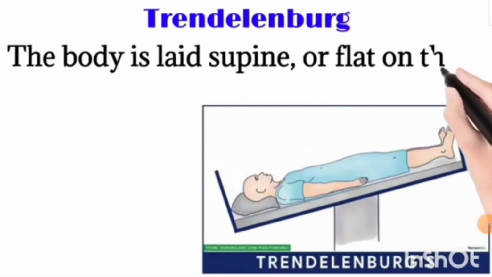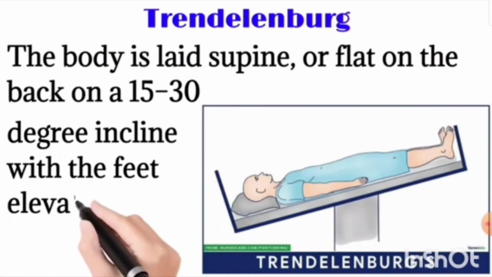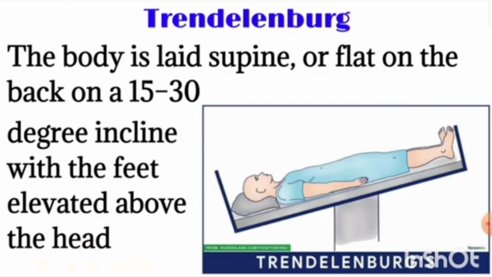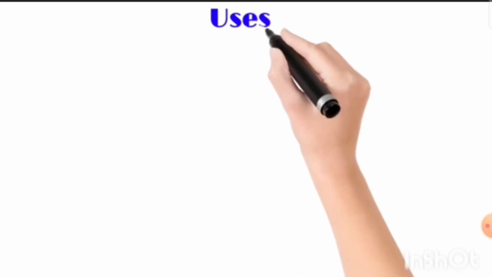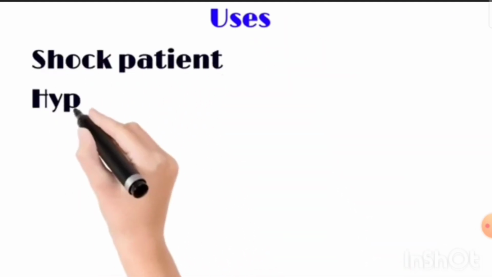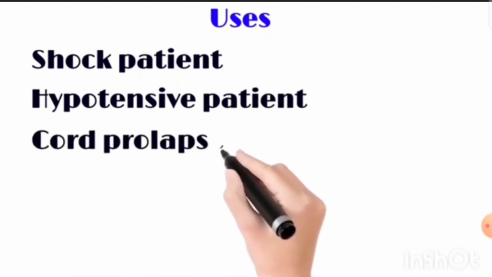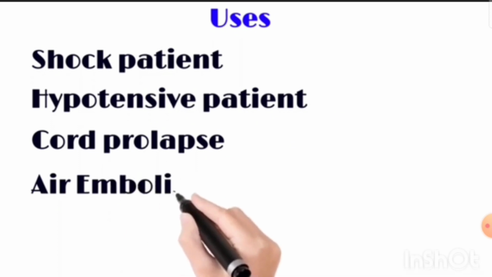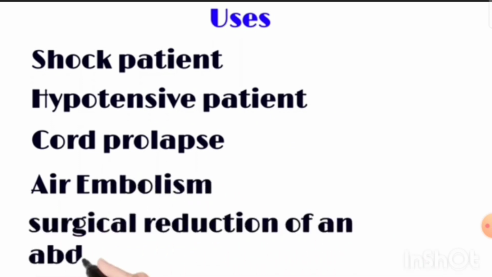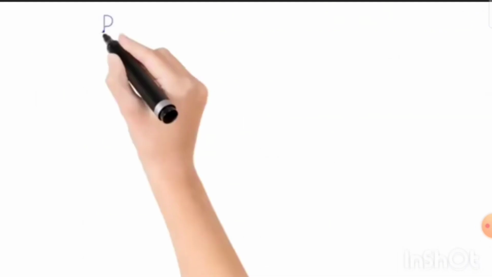The Trendelenburg position. The body is laid supine or flat on the back, inclined 15 to 30 degrees, with the feet elevated above the head. This position is important when the patient has hypotension. The uses of this position include shock position, hypotensive patient, cord prolapse, air embolism, and surgical repair of an abdominal hernia.